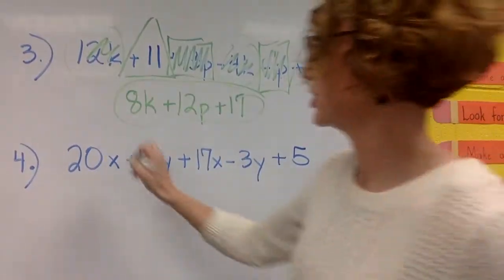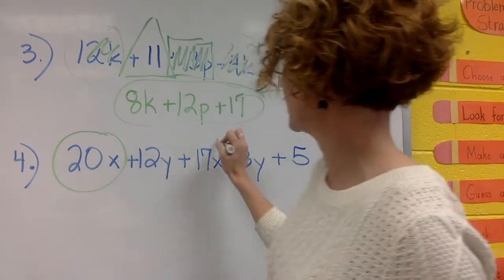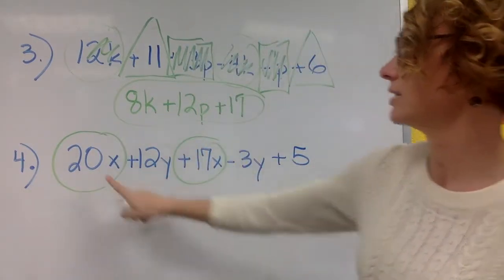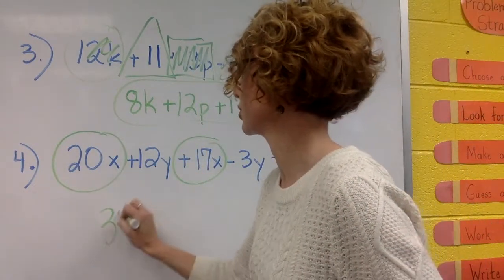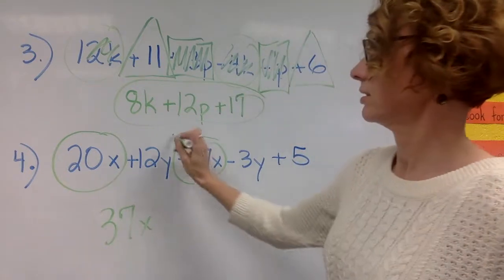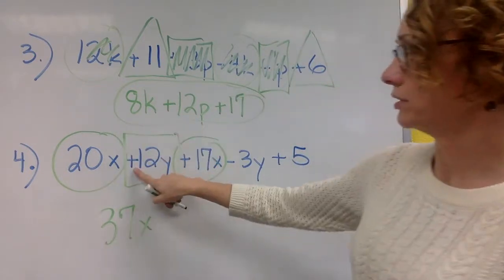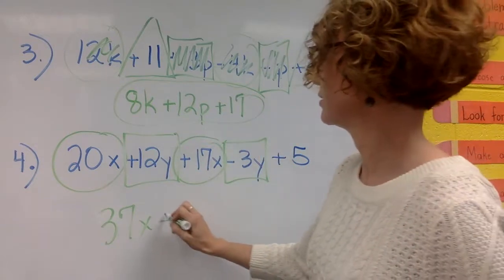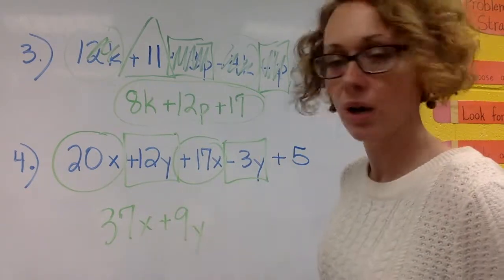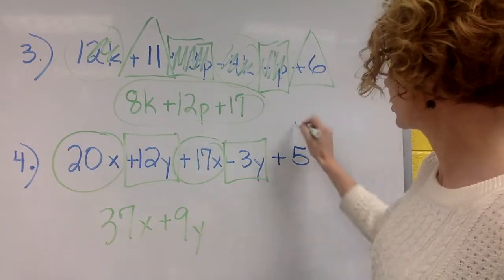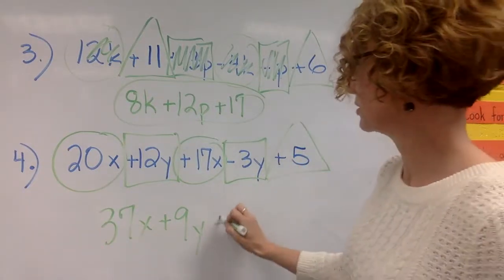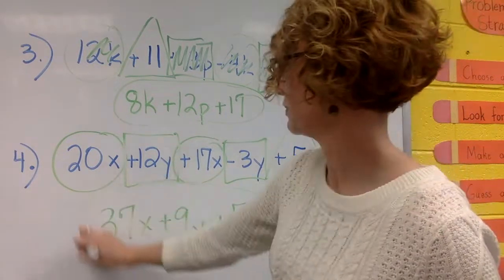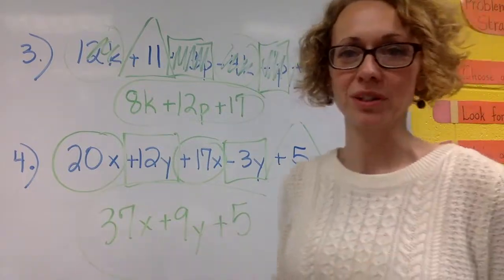Got some x terms that are alike. I'm going to circle those things. 20x plus 17x. Adding those up would give me 37x. We'll check out my y terms. Look what I do. Positive 12 minus 3. That gives me 9y. And my last term over here is just a constant by itself. So I put plus 5 down, and there's my finished algebraic expression.